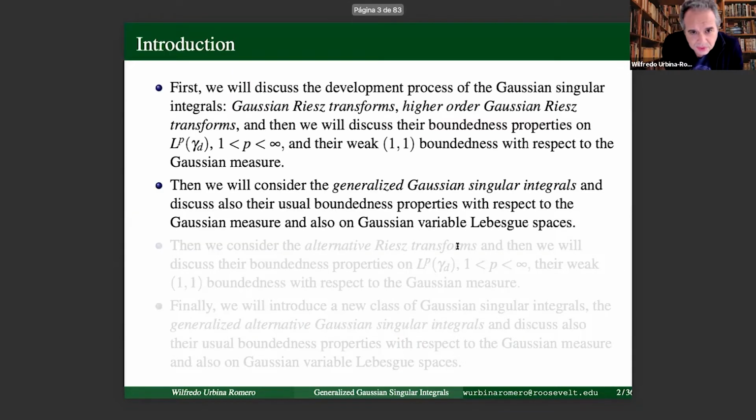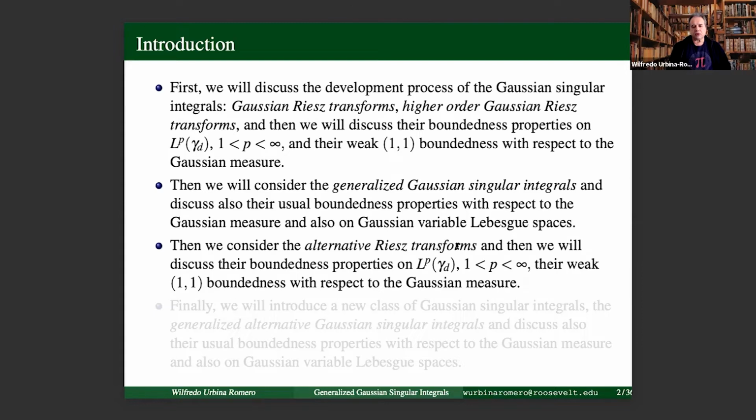So first we will discuss the development process of Gaussian singular integrals, which is the Gaussian Riesz transform, higher order Gaussian Riesz transform, and then discuss the L^p properties and the weak-type one. Then we will consider the generalized Gaussian singular integrals and discuss the boundedness property. And for reasons that will become clear later on, there are other types of Riesz transform that I call alternative Riesz transform. So we will discuss those ones and then discuss the properties.